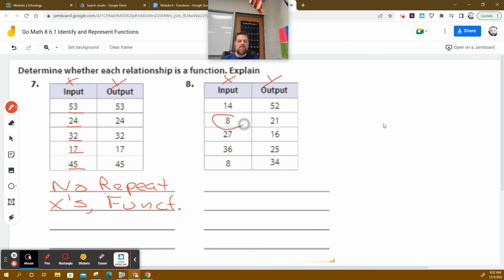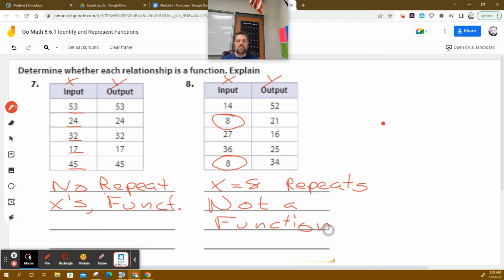Over here, we have an input value, an output value. I have an 8 and an 8. X equals 8 repeats. Not a function. It could still be a mathematical relationship. It's just not a function. That's all. In other words, it could still be an equation. There'll be an x and a y and an equal sign and some numbers, but it's not a function. Okay? Any questions on that one?